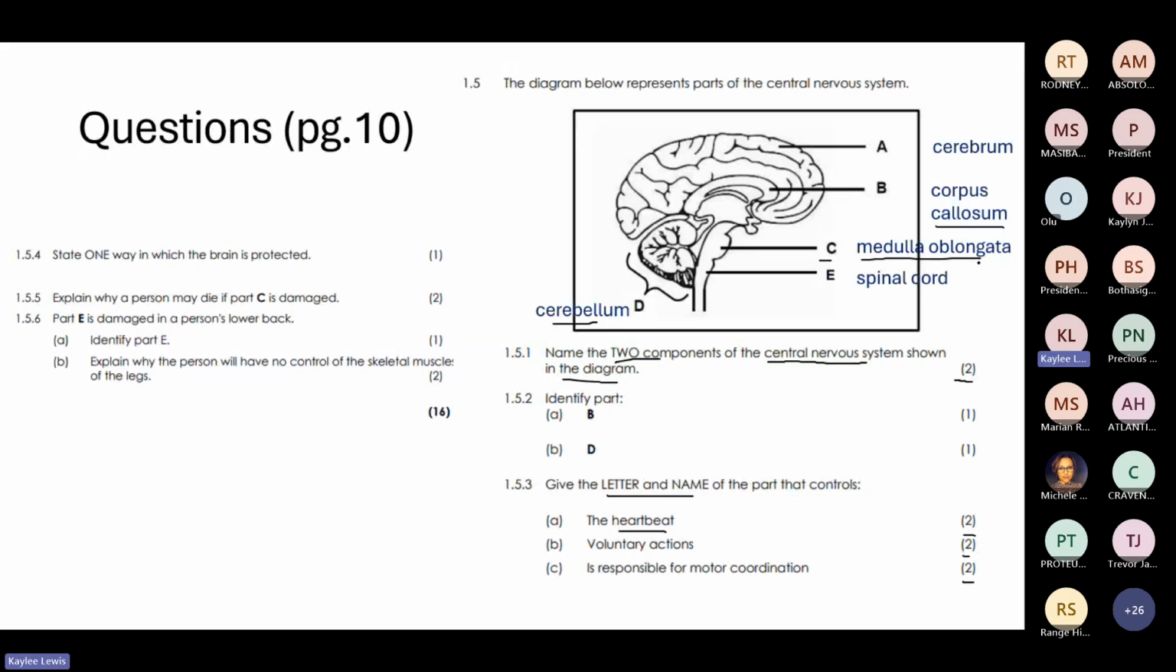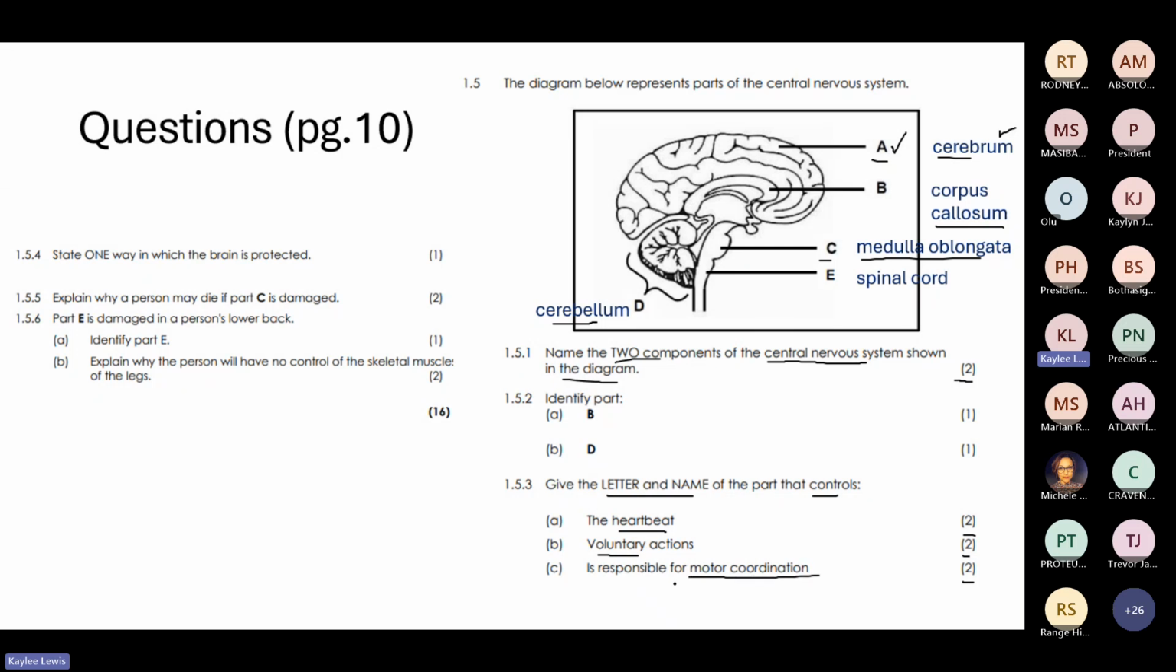The next one says, give the letter and name of the part that controls voluntary action. So it's controlling voluntary action. So we know the cerebrum controls voluntary actions, but they want the letter and name. So it's going to be A, cerebrum. So 1 mark for the A, 1 mark for cerebrum. And the last one of this question, give the letter and name of the part that is responsible for motor coordination.